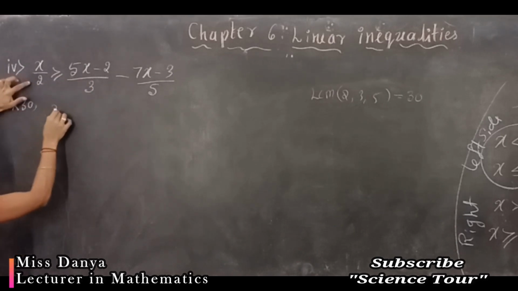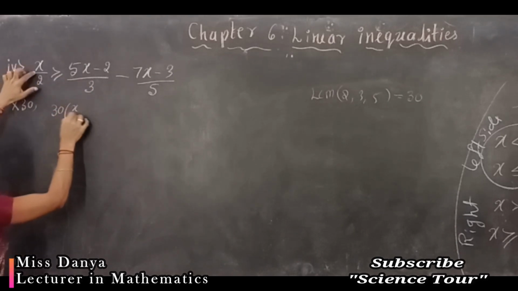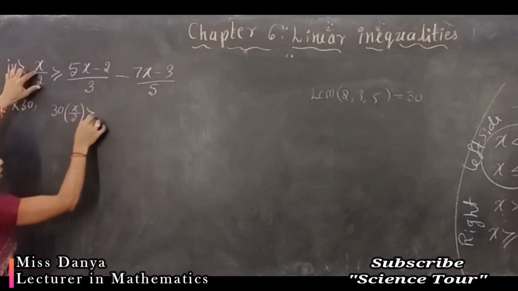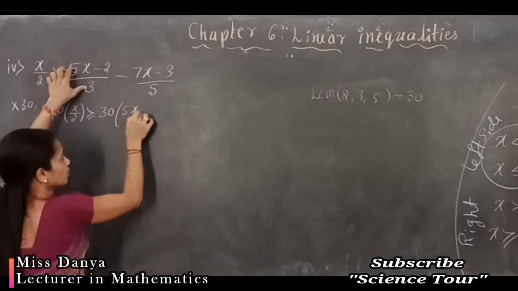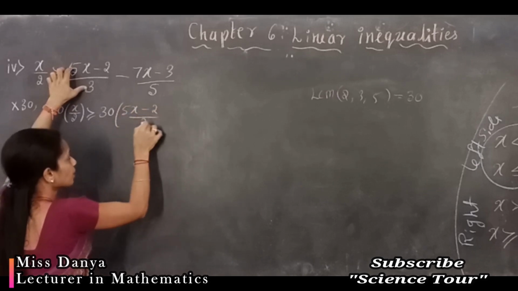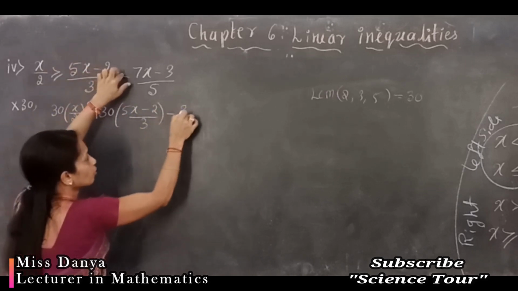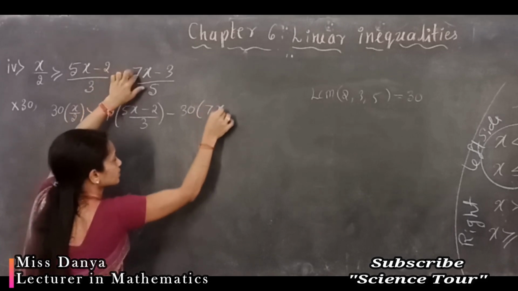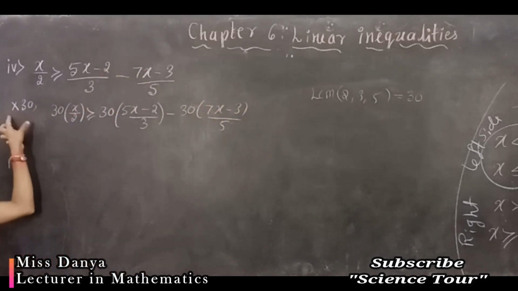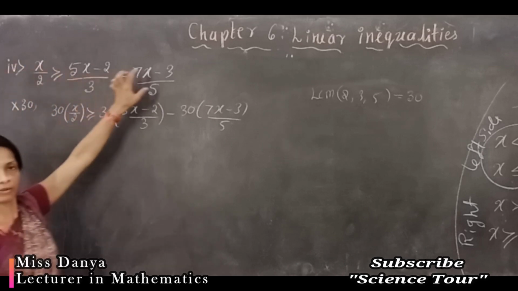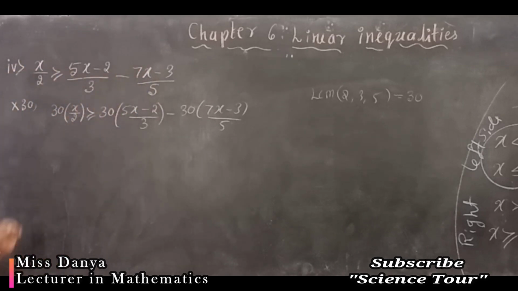So now what do we get? 30 into x by 2 greater than or equal to 30 into this one, that is (5x minus 2) divided by 3, then 30 into (7x minus 3) divided by 5. This LCM you have to multiply to each and every term in the inequality on both sides.